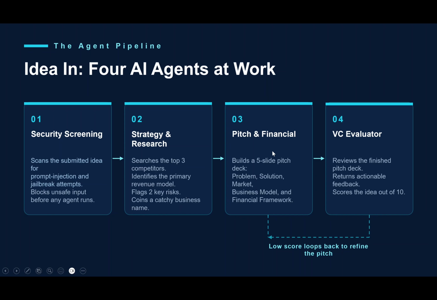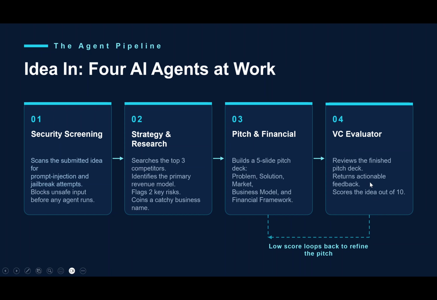The third agent is pitch and financial. This builds a 5-slide pitch deck with the topics of problem, solution, market, business model and financial framework for each of the 5 slides. This pitch deck is then sent to the venture capital evaluator that looks at the pitch deck and produces a score out of 10 and feedback.